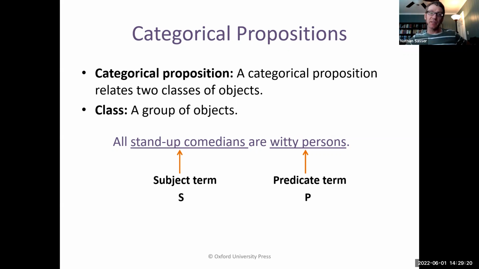So in this one, all stand-up comedians are witty persons. The subject of the verb are is stand-up comedians. That's the subject term, the subject class. And then you're predicating of them that they are witty persons, and so witty persons is the predicate term. The verb in all of these categorical propositions will be the verb to be. These things are these things. Some of these are these.